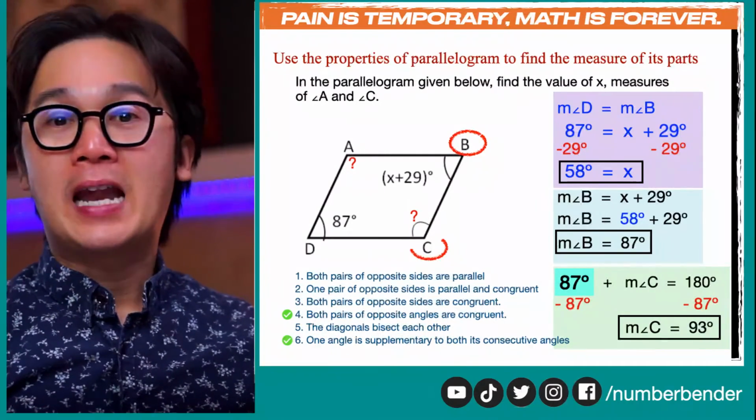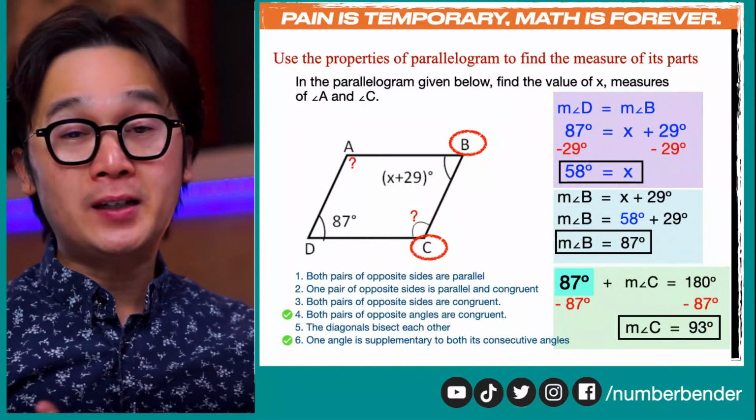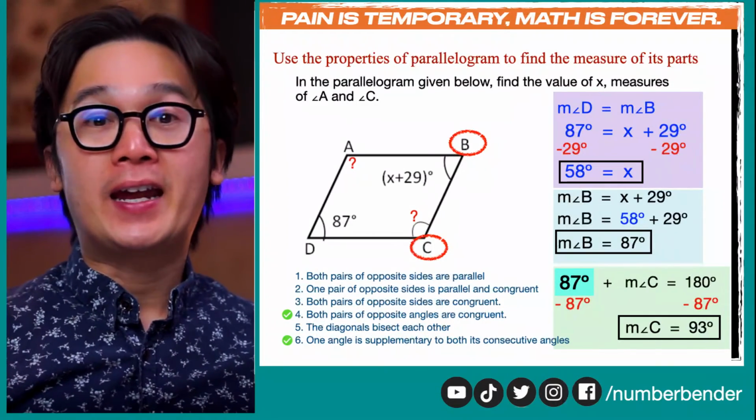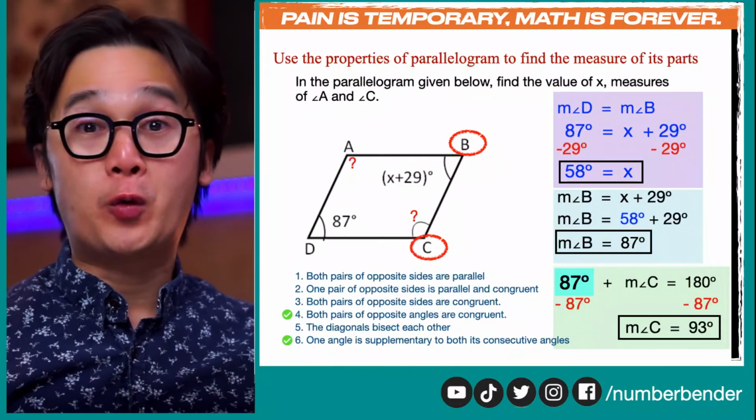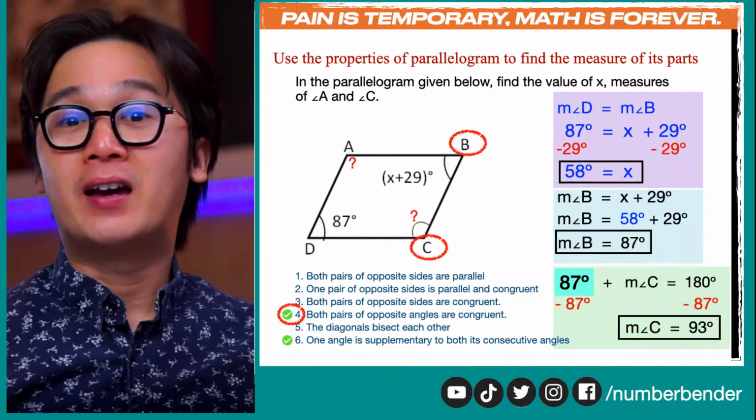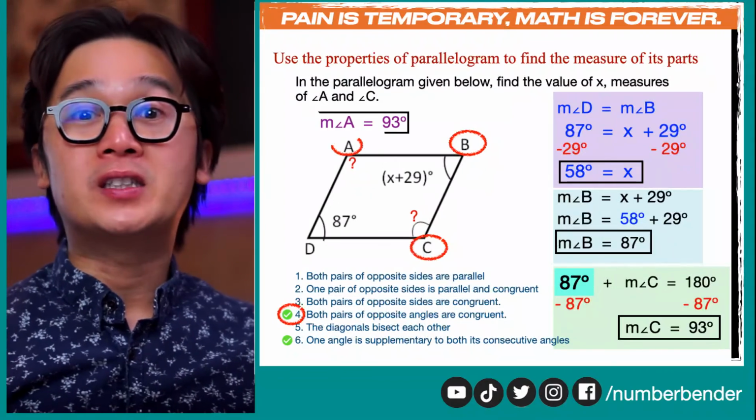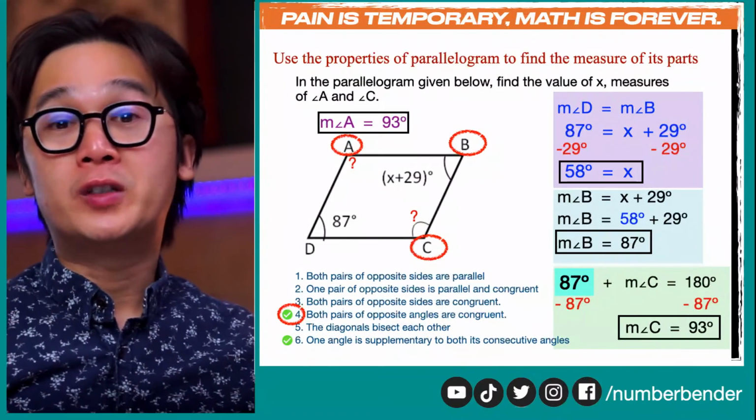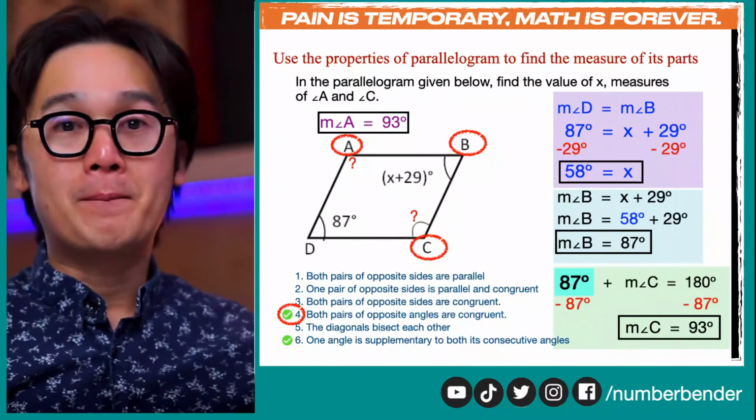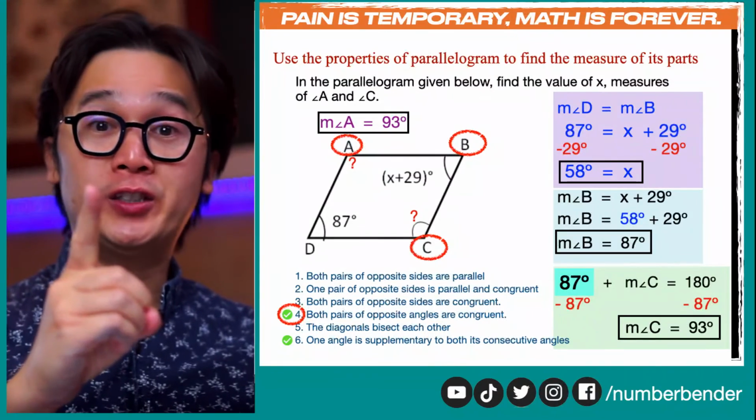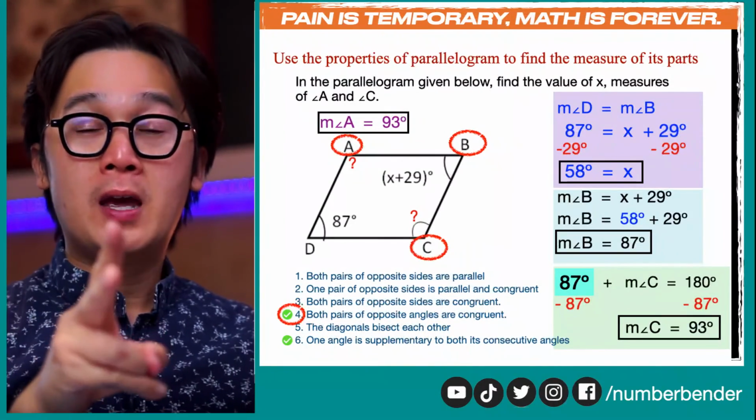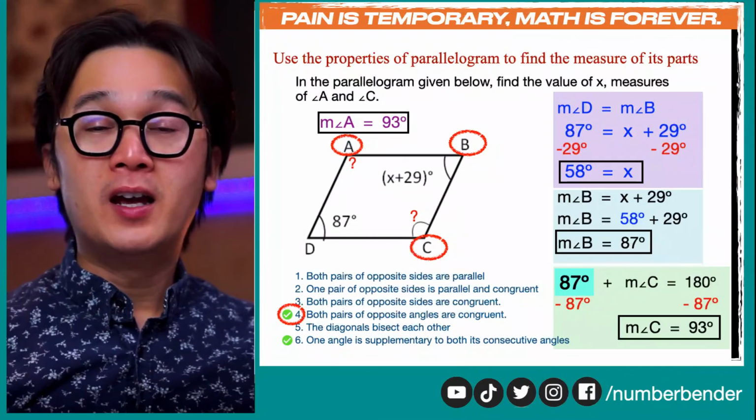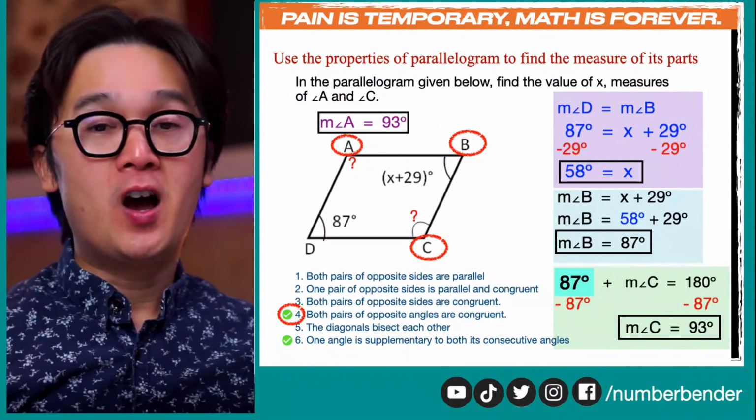And from here, now that we know that angle C is equal to 93 degrees, using the property that opposite angles are congruent in a parallelogram, without doing any math, we'll be able to solve for the angle measurement of angle A, which is also equal to 93 degrees. So now we're able to complete the parts that we're supposed to be looking for in this parallelogram by 1, knowing our conditions or properties of parallelogram, and 2, being able to construct our equation using the properties and using our algebra skill so we can find those missing parts of our parallelogram.